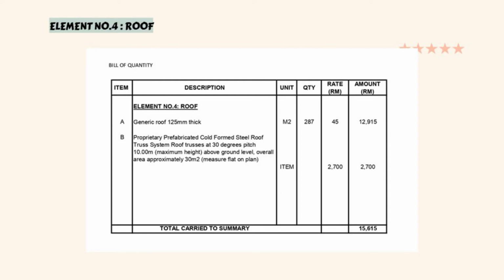The overall area in this project that uses generic roof is 287 meter square, and the rate for generic roof is 45 ringgit per meter square, and the total cost for generic roof is 12,950 ringgit. And in this project, we'll also use proprietary prefabricated cold foam steel roof truss system that costs us around 2,700 ringgit. So the total cost for element number 4 roof is 15,615 ringgit.